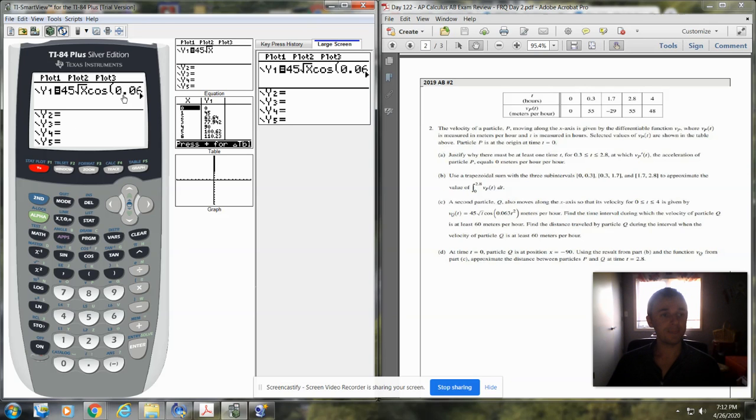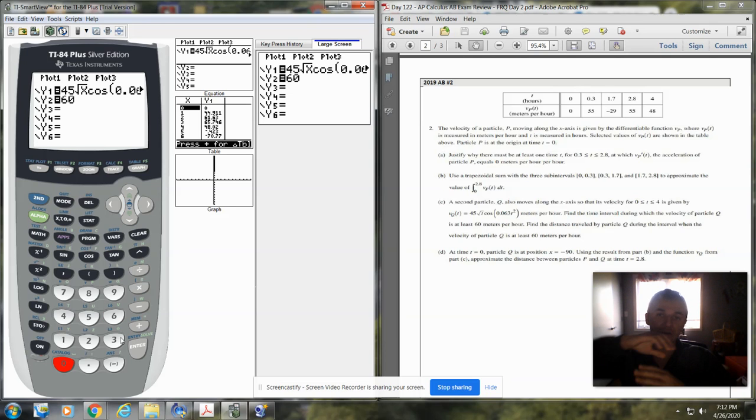All right, so we're going to graph that equation. Now, if you recall, the other equation that we graphed was y equals 60. We want to find where this curve goes above y equals 60. That's why we want to graph the y equals 60 line as well.